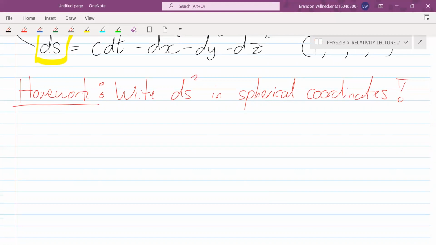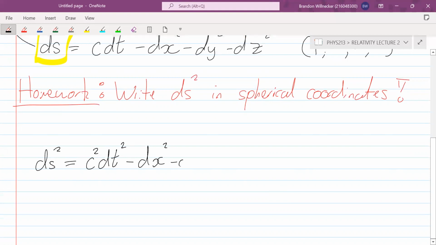So as always, we begin with the metric. That is the central thing that we work with. So ds squared in, let's say, my coordinate system, the unprimed, we can write as c squared dt squared minus dx squared minus dy squared minus dz squared. So this is what I write down for my representation of the metric.